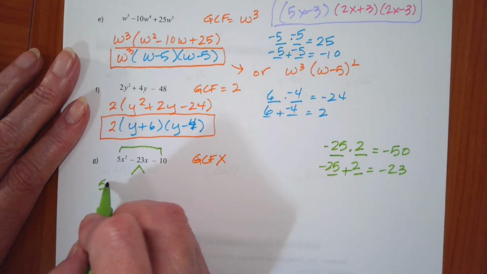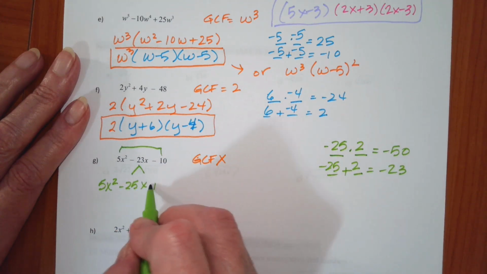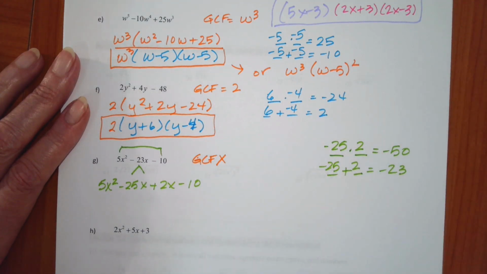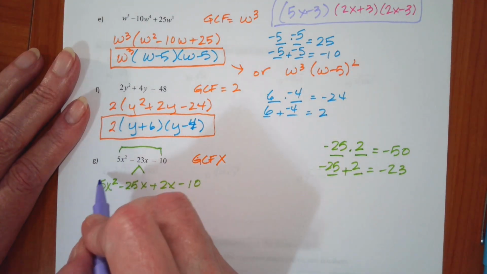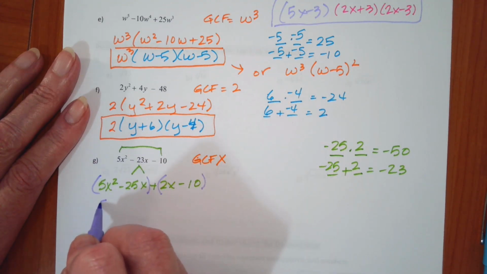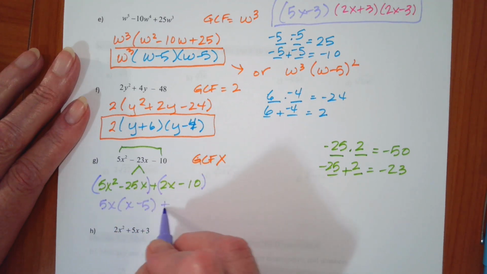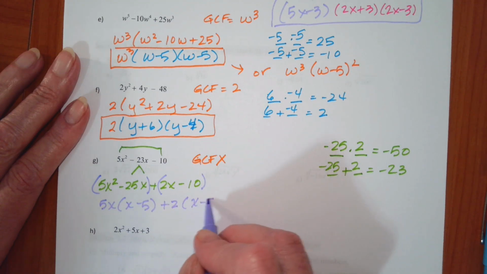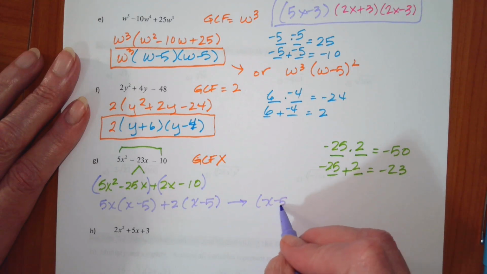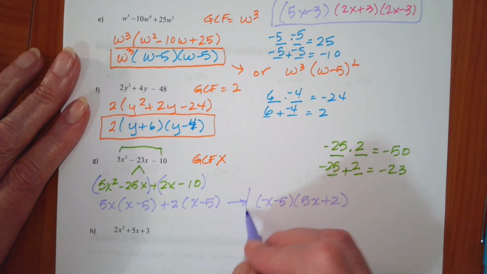So this becomes 5x squared minus 25x plus 2x minus 10. Now I can group these. So my GCF is 5x times x minus 5, plus 2 times x minus 5. I have a common binomial factor of x minus 5, and I'm left with 5x plus 2. And there's my answer.